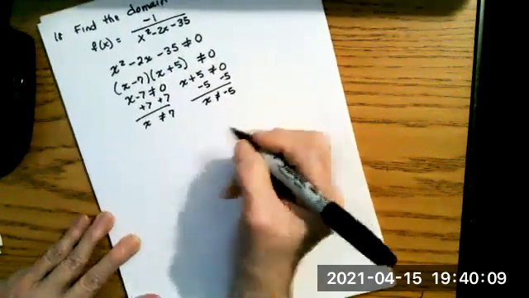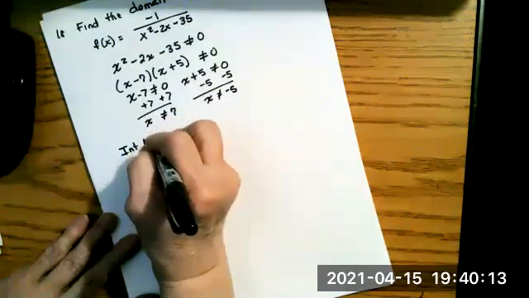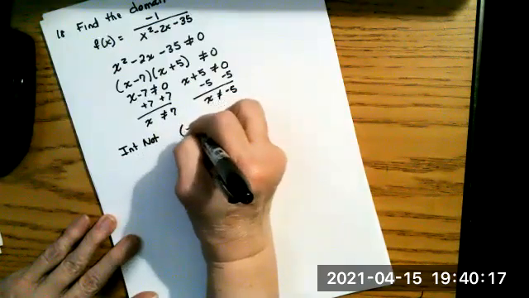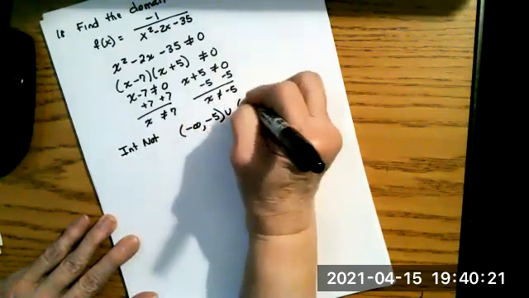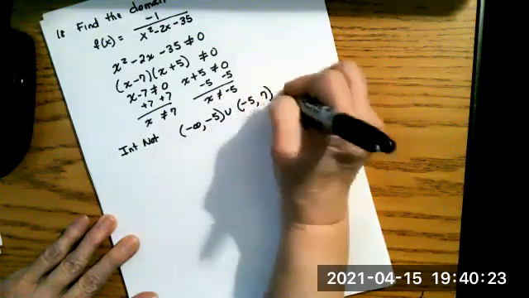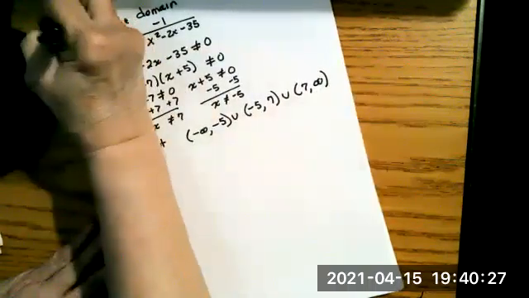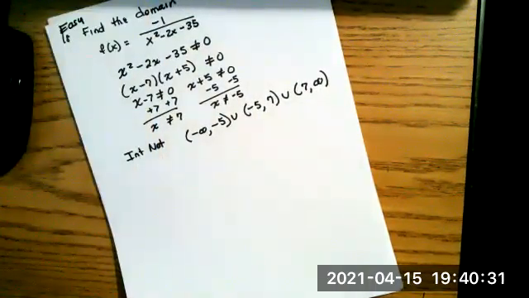Okay? And they only want it in interval notation. So you're okay on this one. It goes from negative infinity to negative 5, union negative 5 to 7, union 7 to positive infinity. So this one's an easy problem. You can do that one really fast, number 18.